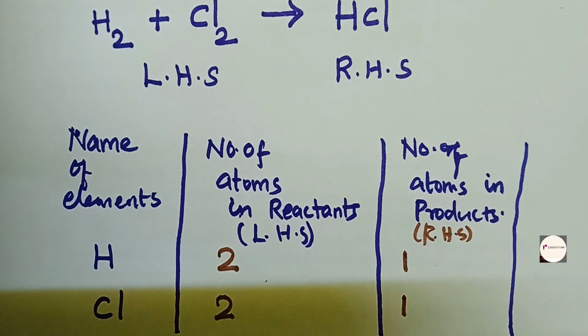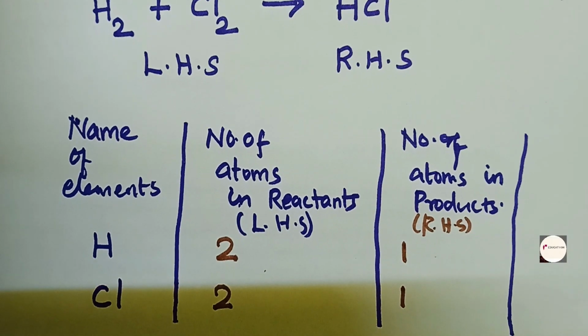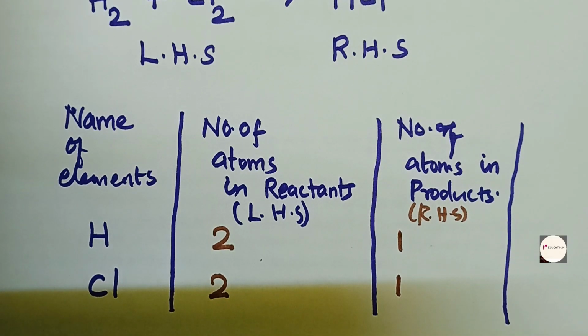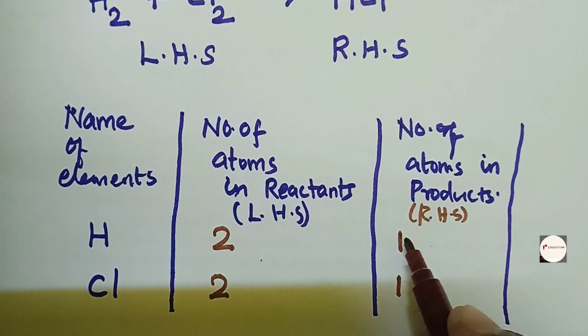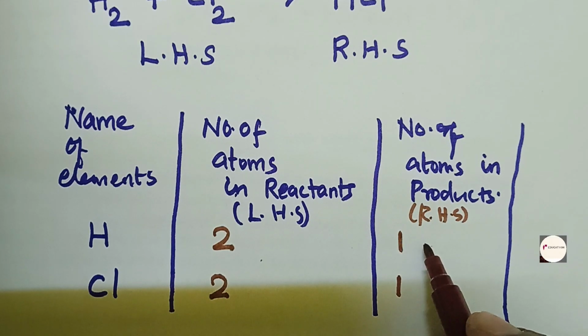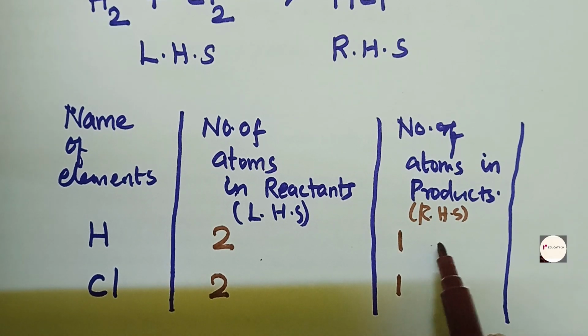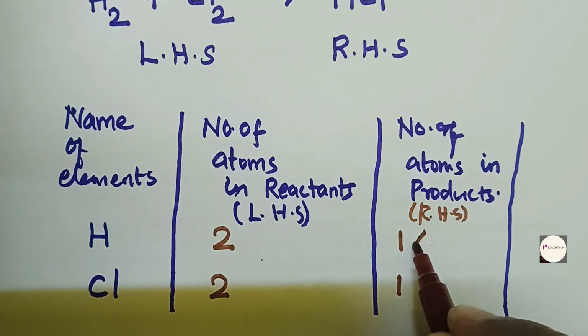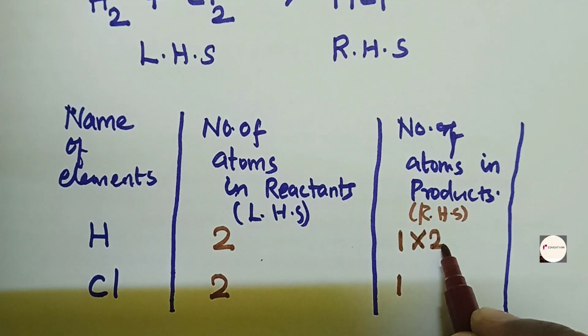Okay, so now we are going to balance this. Left hand side, right hand side. Where is the least number of atoms? Hydrogen atoms: here 2, here 1. So the least number is on the right hand side only. So that is the one we can increase. To increase that, what should come here? 2. So what do you have to do? You have to multiply with 2.